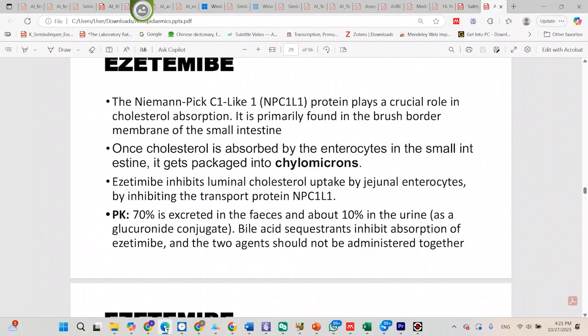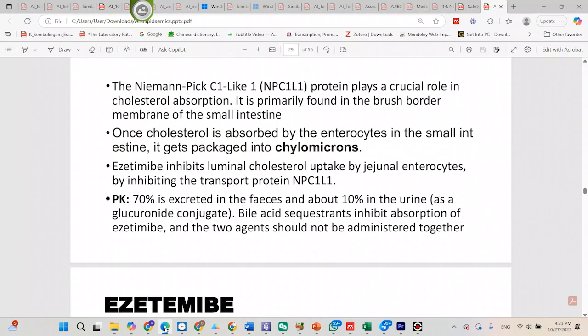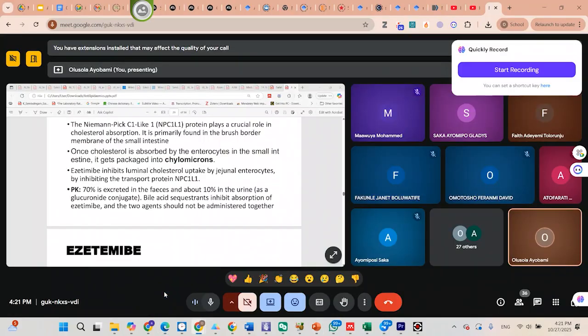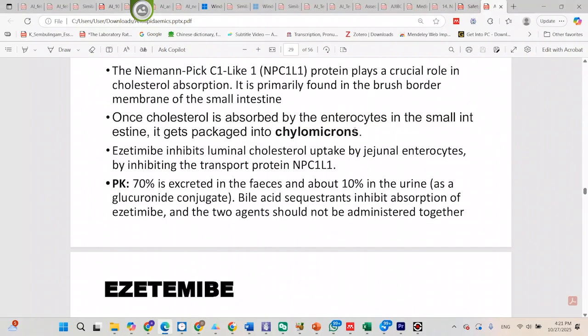Bile acid sequestrants inhibit absorption of ezetimibe, and the two agents should not be used together. I don't know if you guys have seen bile acid sequestrants before in the course of your CWES, but an example of a bile acid sequestrant is cholestyramine. We also have some other ones that we are going to mention here. Cholestyramine is another example of a bile acid sequestrant. Are we on the same page?